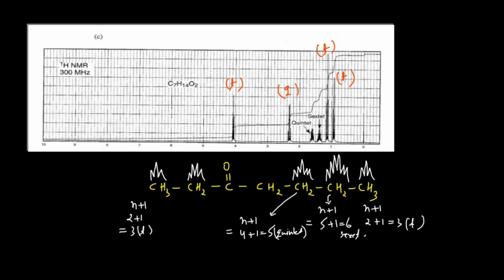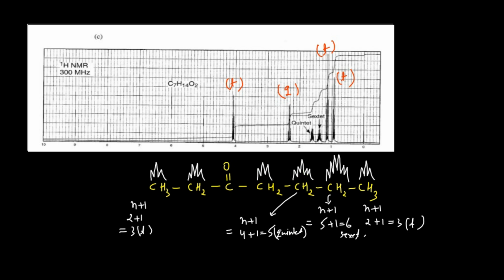And then if you look at this one, again it will produce a triplet: 1, 2, and 3. Why a triplet? Because there are no hydrogens present on the left carbon, but the right carbon has two hydrogens. So 2 plus 1 equals 3. So this will produce a triplet. How many triplets do you have? One triplet here, two triplets here, and the third triplet, 1, 2, 3. Three triplets are there, and one sextet, which is this one, and then a quintet, which is this one.